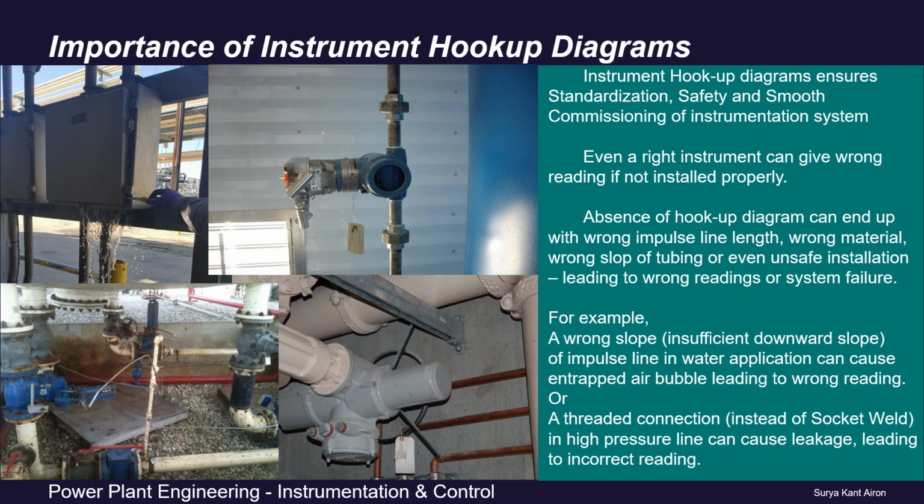For example, a wrong slope, basically insufficient downward slope of impulse line in water application can cause entrapped air bubbles, which could lead to wrong reading. Or in case of high pressure line, a threaded connection instead of socket weld can cause leakage, leading again to incorrect readings.